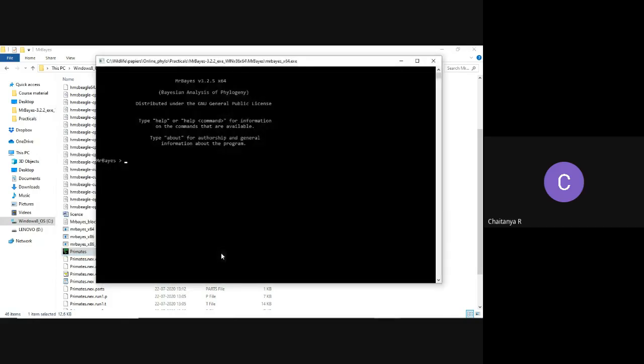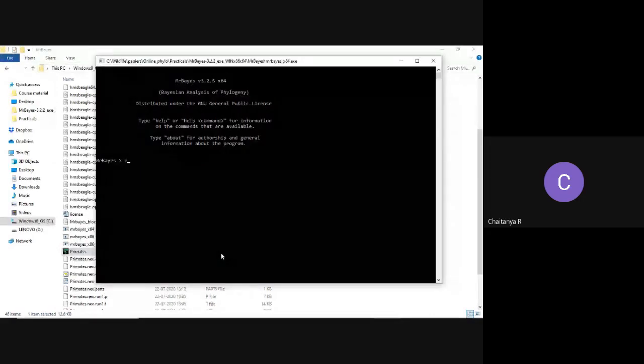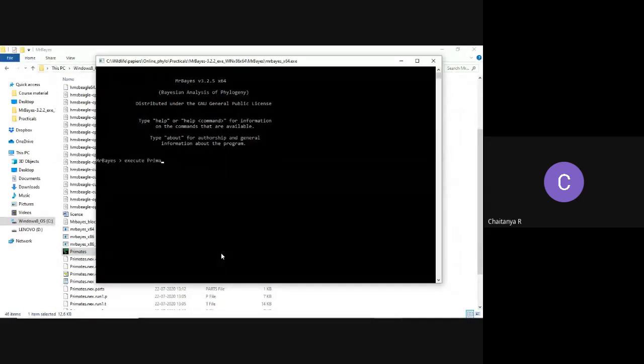Now, the first step is I will run a command called execute. I'll say execute primates.nex. So this is the equivalent of doing load alignment in RAxML. All of you did that, right? Load alignment or import alignment, and then the alignment gets loaded. So this is the equivalent of that.